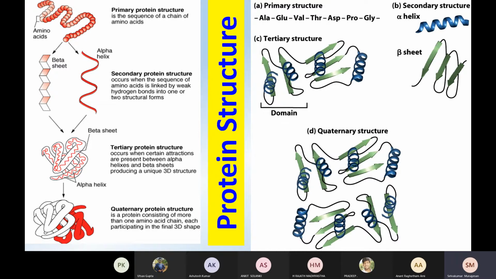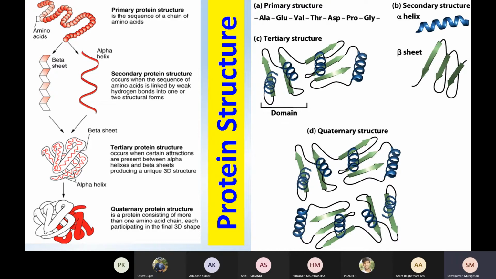As a result, what will happen? They will interact with the water molecules and form some sort of aggregate structures. So that is called tertiary structures. Again, the quaternary protein structure means a protein consisting of more than one amino acid chain, each participating in the final 3D shape.